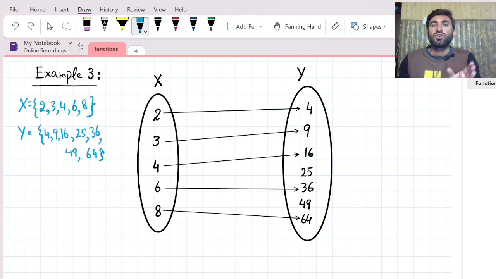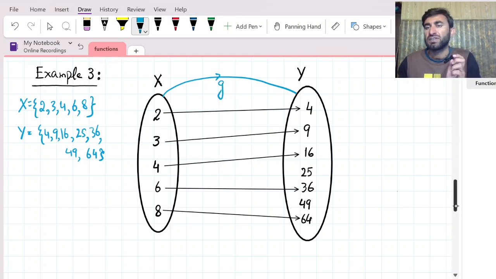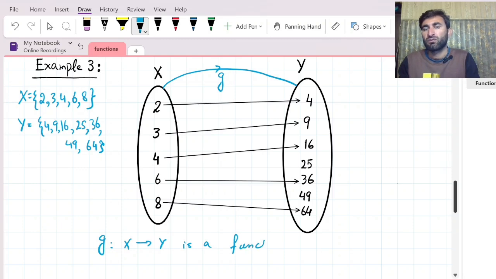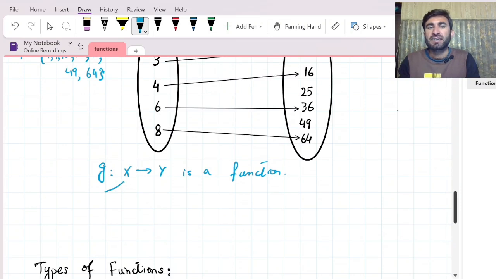It was a condition on first set that every element should have an image. Okay, so that is a function, so I can name it as f or g. I will name it as g. So g is a function from X to Y. Next, we can say that the set X is domain of g, while the set Y will be known as codomain of g.